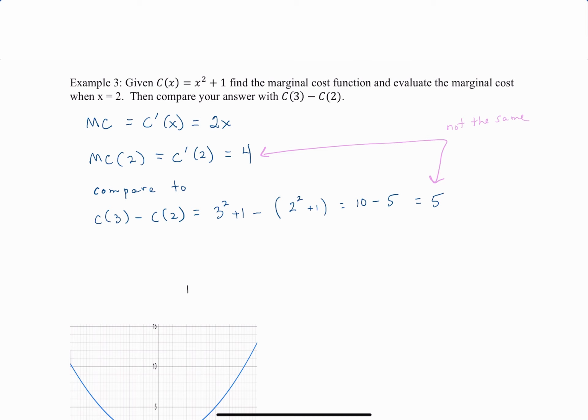What's going on here is that we're using the derivative as an approximation of the difference in the two function values. And in the next video, I'll explain why the derivative is an approximation and why we would want to use it instead of just subtracting the two function values.